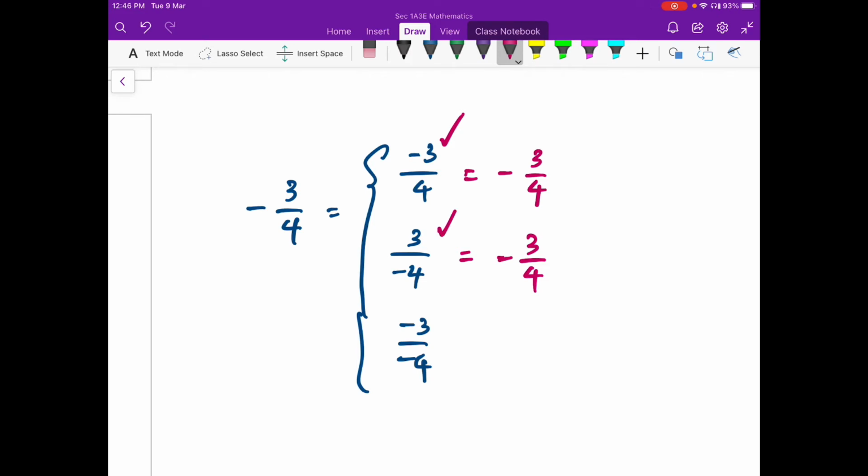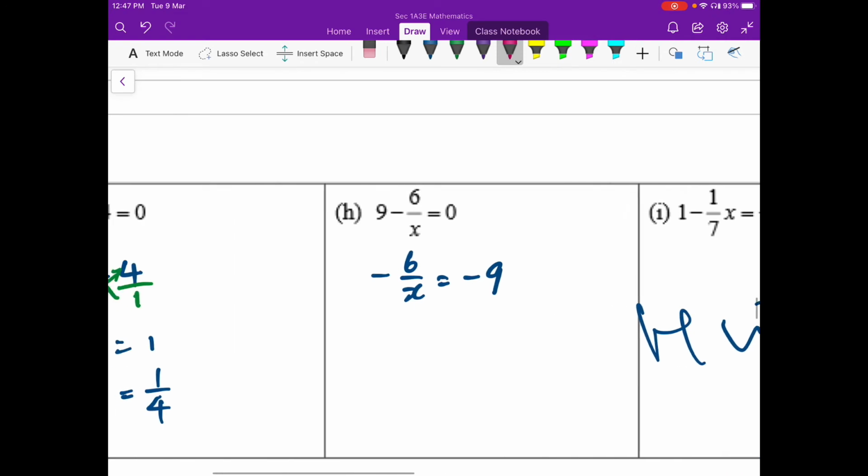What about the last one? Cannot, right? This is 3 over 4. So this is wrong. In other words, it is your choice whether you want to write it this way or this way. Your choice. Okay, back to this. Why did I mention that? Well, this negative sign either belongs to the 6 or it belongs to the x. Alternatively, let's just remove it by multiplying by negative 1. Multiply by negative 1. So we end up with 6 over x equals to 9. Right?